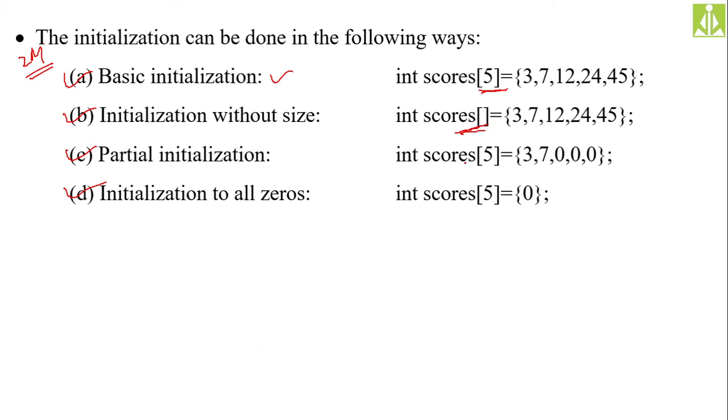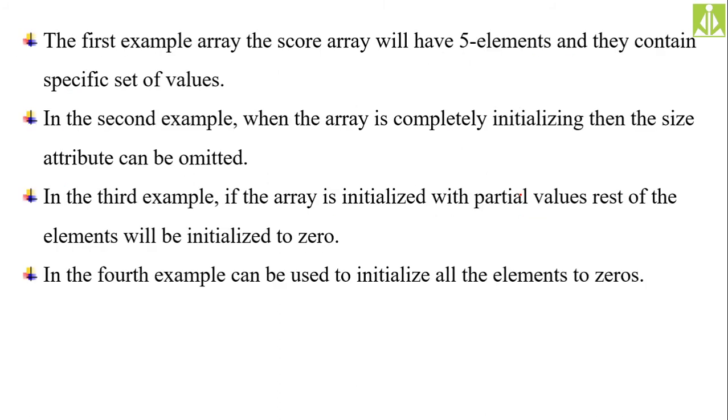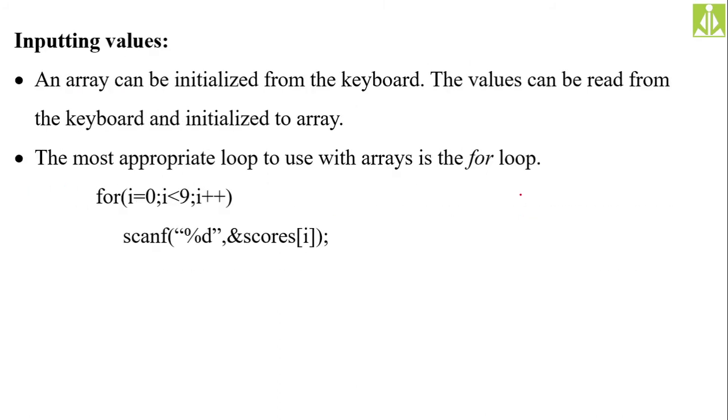And then partial initialization, where you initialize the elements partially, and the rest of the elements will take zeros. Then initializing all to zeros is like this. We have created an array of 5 elements, and we simply pass only one 0, and that is enough. All my 5 elements will be initialized to zeros. Hopefully you understood.